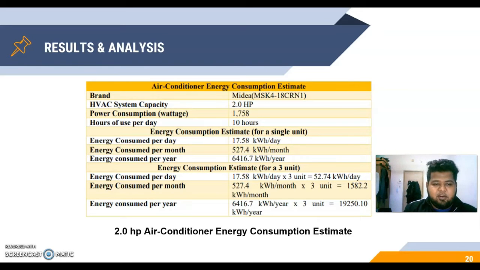is 17.58 kilowatts per hour. Per month is 5 to 7 kilowatts per hour, and for a year is around 6,416 kilowatts per hour. And the energy consumption estimate for 3 units, which is at 52.74 kilowatts per day, 1,582 kilowatts per month, and 19,250 kilowatts per year.